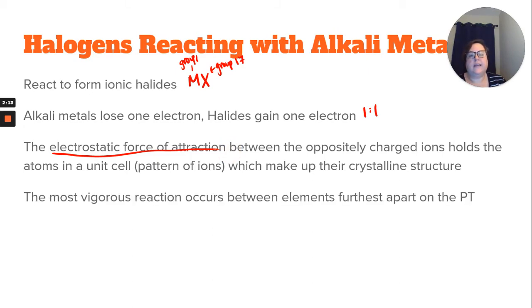The most vigorous reactions occur with elements that are the furthest apart. So the most vigorous then would be francium and fluorine reacting together. If we wanted to write that reaction, we would have francium plus fluorine to give us francium fluoride, and then we would need to balance it like that.